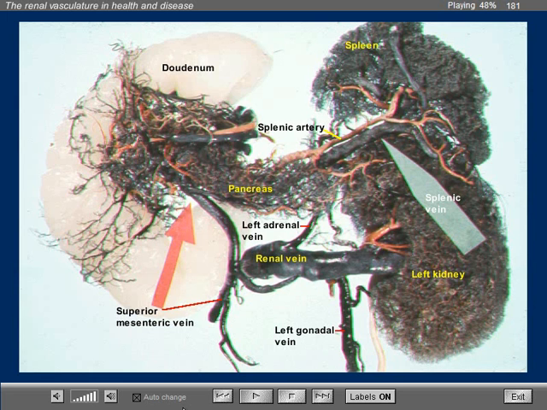Note that we have casted the veins of the adrenal gland and of the left kidney in blue. We can also see in blue the termination of the superior mesenteric vein. Note that the splenic artery runs along the upper border of the body and tail, and just caudal to it we can see the splenic vein.